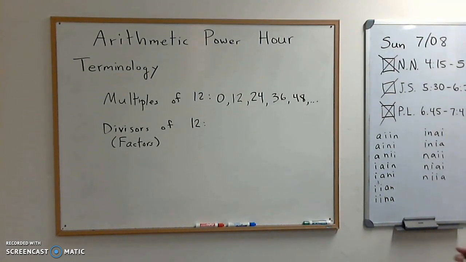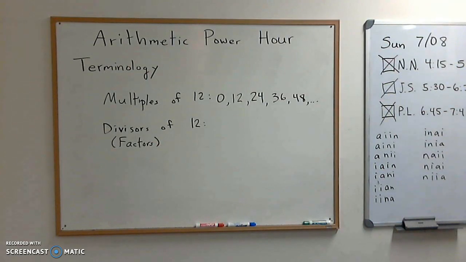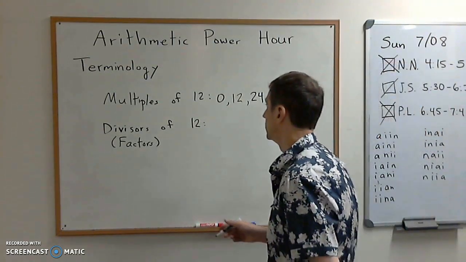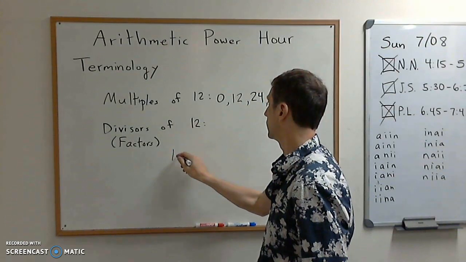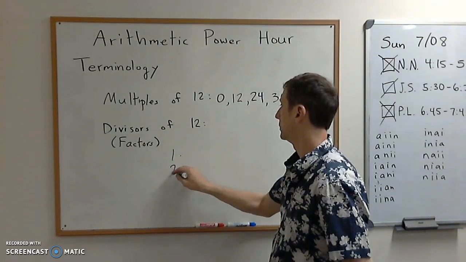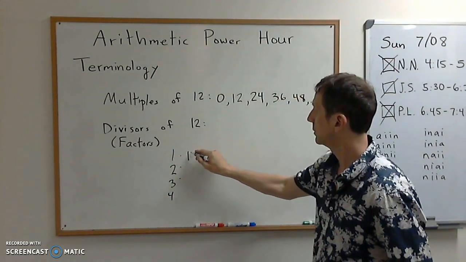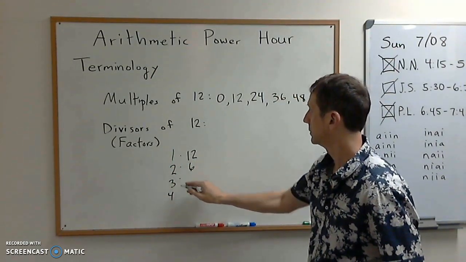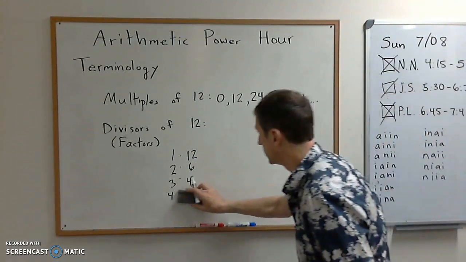Divisors or factors of 12 are what you would get if you divide 12 by a whole number, as long as the answer is also a whole number. So these always come in pairs. And the best way to find them is to just start with 1 and keep working your way up. 1, 2, 3, 4. Okay, so 1 times 12 is 12. 2 times 6 is 12. 3 times 4 is 12. And when you start repeating yourself, you're done.